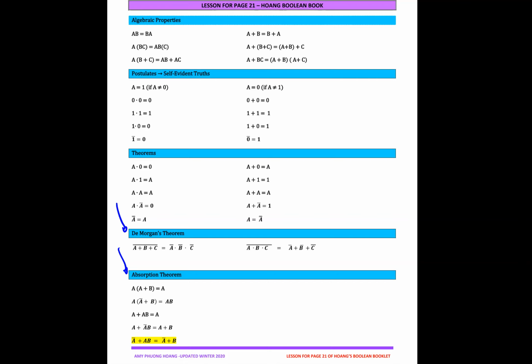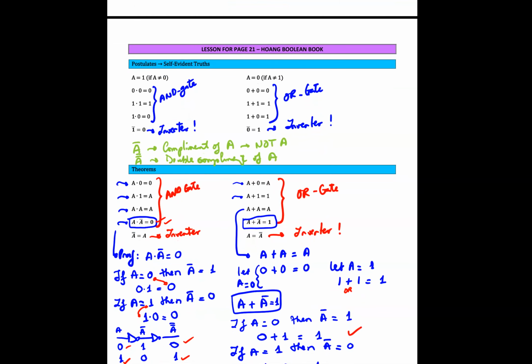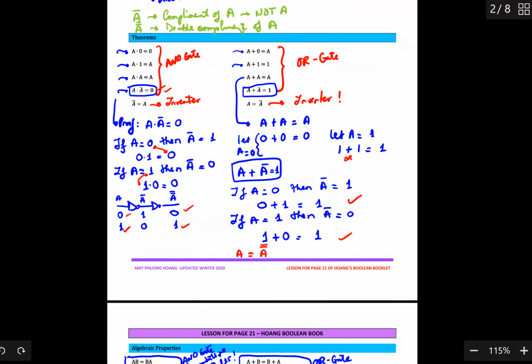Hello everyone. In this video, I will continue with page 21 in our Boolean booklet. I will prove the DeMorgan theorem using a truth table, and I will prove absorption theorems using both algebra and truth table. As you recall, in the previous lesson, we were talking about postulate theorems. We proved them as well.